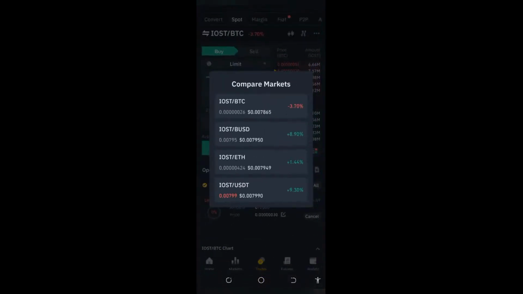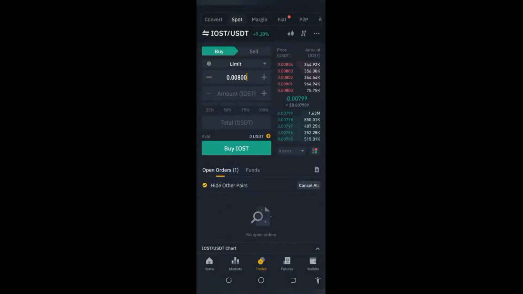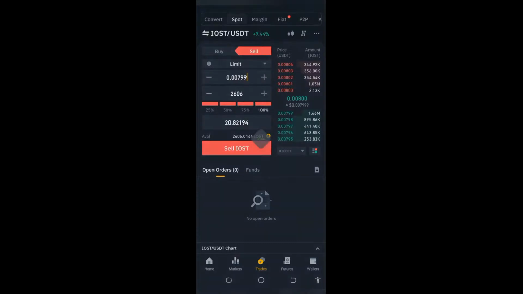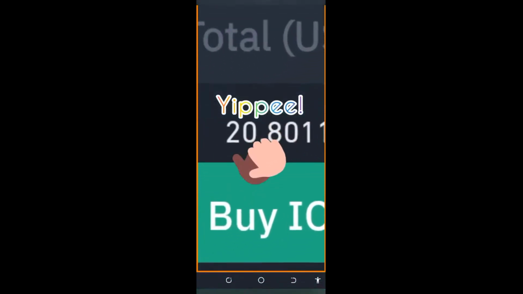Wow. You can see that the price IOST USDT is the highest. So I'm going to have to quickly do this before it begins to depreciate. So let's do this quickly. Let's cancel this, and let's see if we can actually sell and see what we can get. Let me see. Wow, this is great. Let's go ahead and sell. Wow, did I get it sold? Did I get it sold? Yippee, we got it sold.